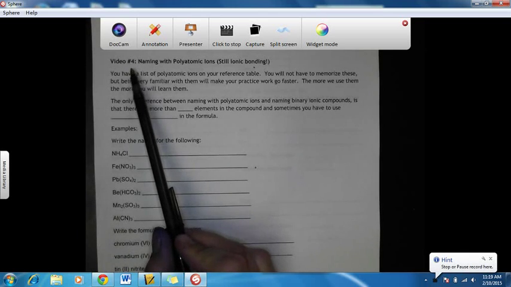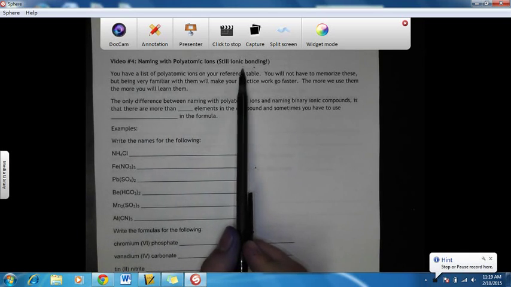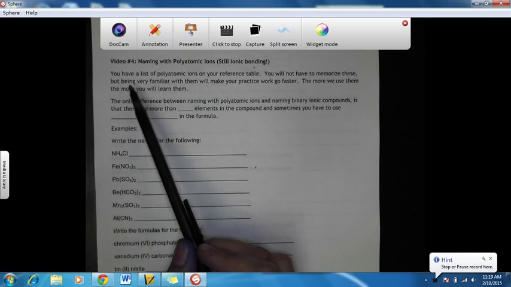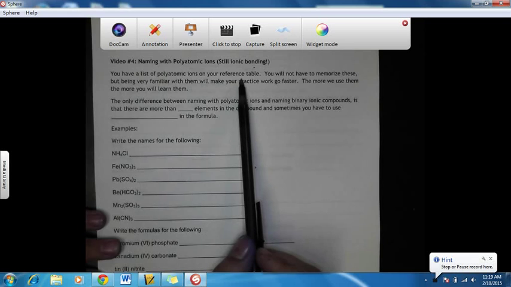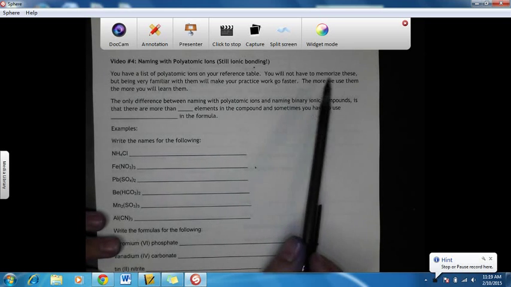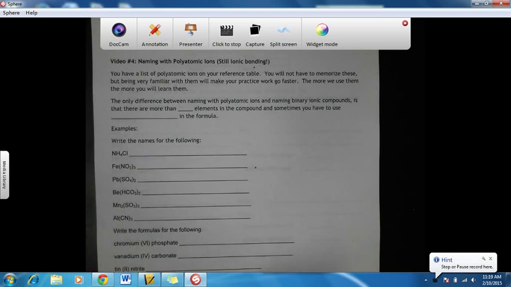So today we're going to talk about naming the polyatomic ions. We're still talking about ionic bonding. First of all, you have a list of polyatomic ions on your reference table. You won't have to memorize those because they're on the reference packet, but you are going to want to become very familiar with them because they'll make your practice work go a lot faster. The more we use them, of course, the more you'll learn them.